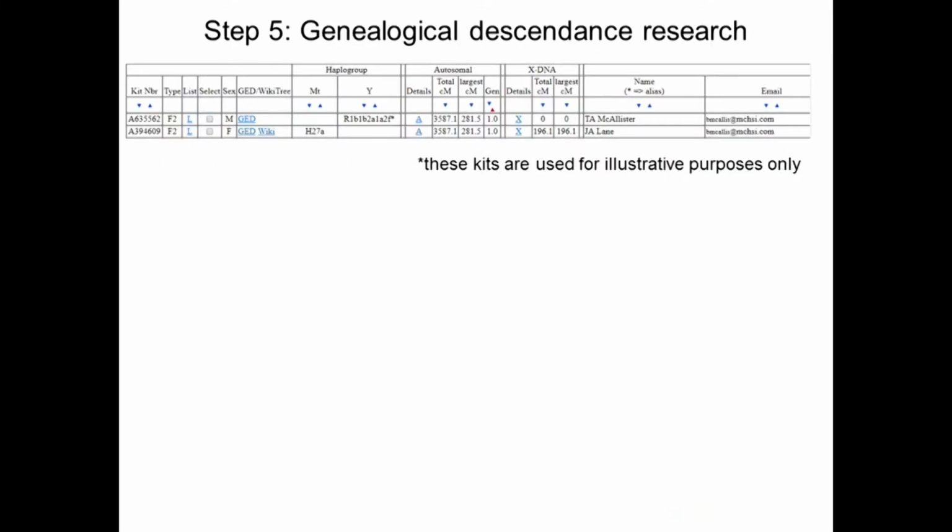Now, doing genealogical descendants research on GEDmatch is perhaps even easier than it is on a site like Ancestry or 23andMe. And that is because all the kits are associated with the names of the people who submitted that data and the emails. So you can directly contact those individuals.